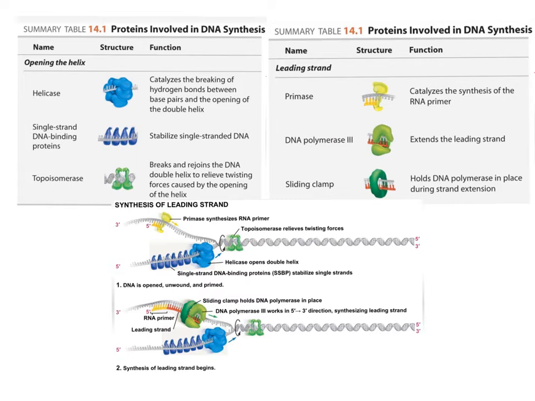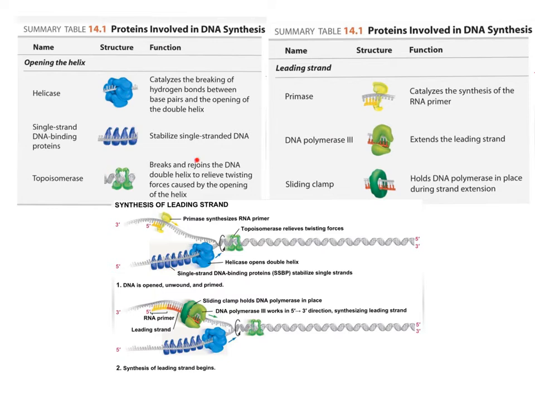Okay, let's start with the synthesis of the leading strand. And for the leading strand, remember, you need helicase and topoisomerase, and then you're going to need a DNA polymerase. Now, this is DNA polymerase 3. Remember, I said just know DNA polymerases in general, right? Okay, so helicase.